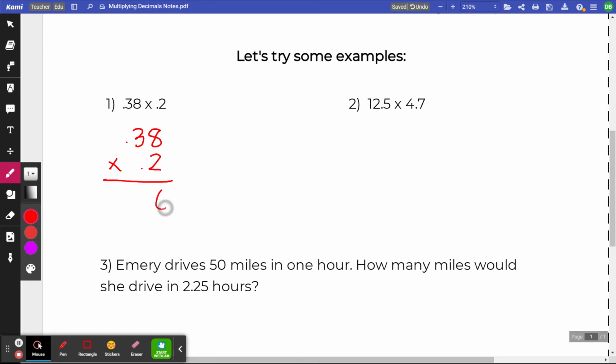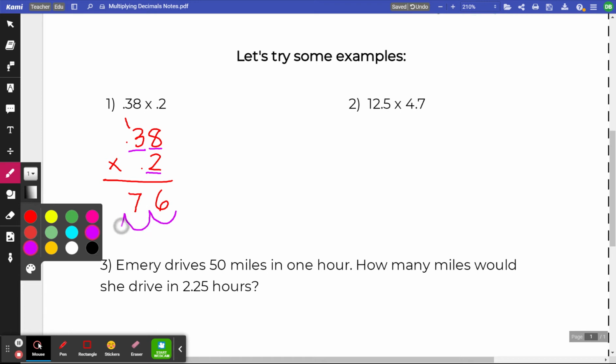So let's see. 2 times 8 is 16. Carry the 1. 2 times 3 is 6 plus 1 is 7. And then I need to figure out where my decimal goes. So let me count. Got 1, got 2, got 3 numbers behind the decimal point. So I'm going to start at the end of the product, and I'm going to move it back once, back twice, back 3 times. I'm going to put the decimal all the way over here. And then if you have a blank spot like this with nothing in it, you just drop a 0 in there. So my answer is 0.076 or 76 thousandths.